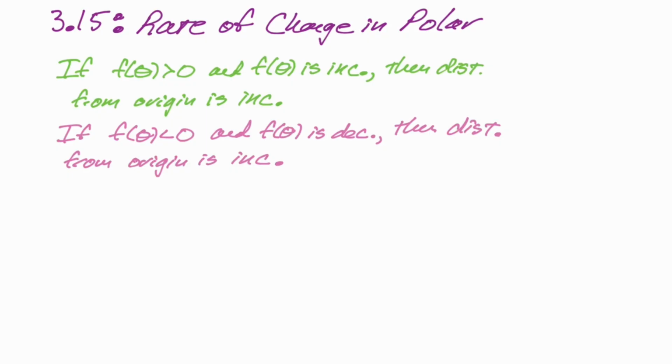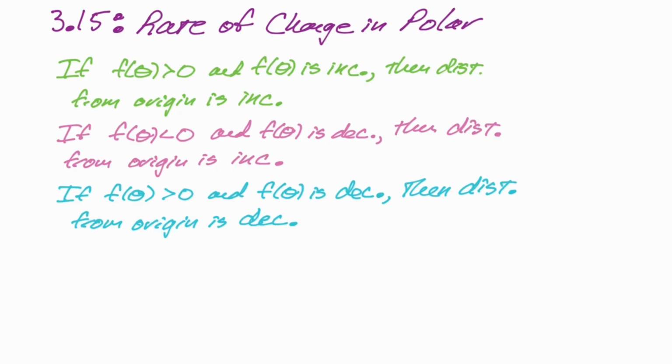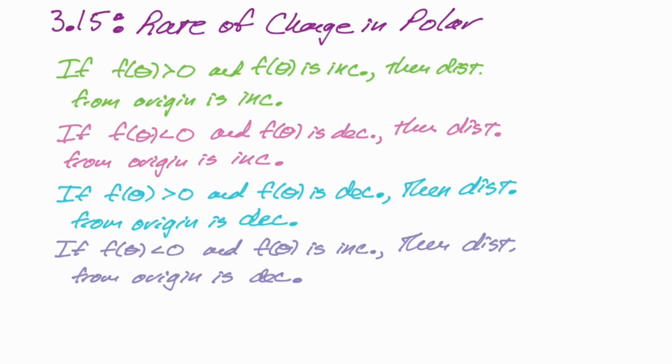And then the opposite's true, right? If r is greater than 0 and r is decreasing, those have an opposite feel. The distance from the origin is going to be decreasing. Just think of an example: r starts at 100, but then r is decreasing. So r is 100, then 99, then 95. You're getting closer to the origin, right? And then you have that fourth scenario where r is negative and increasing. If r is negative and increasing, you're also getting closer to the origin, so the distance to the origin is decreasing.